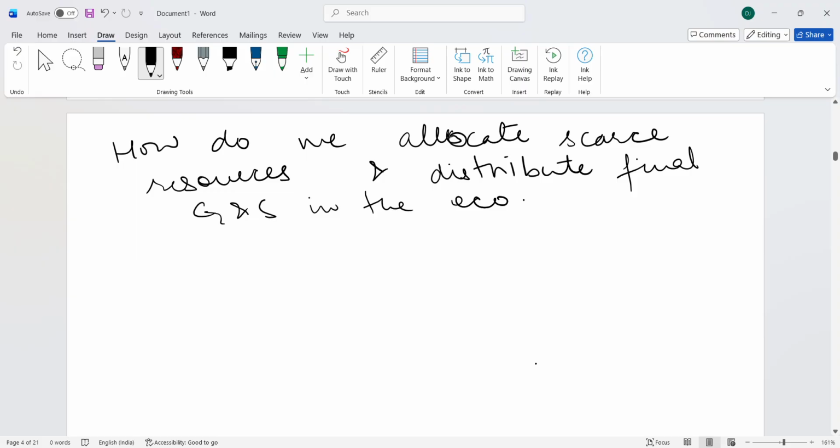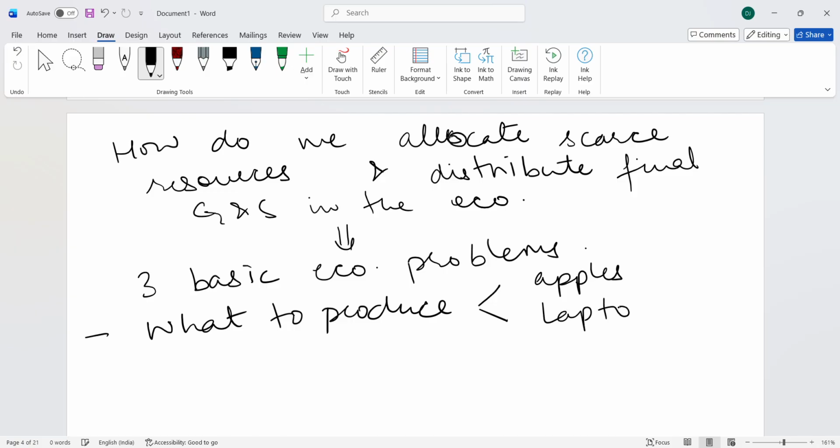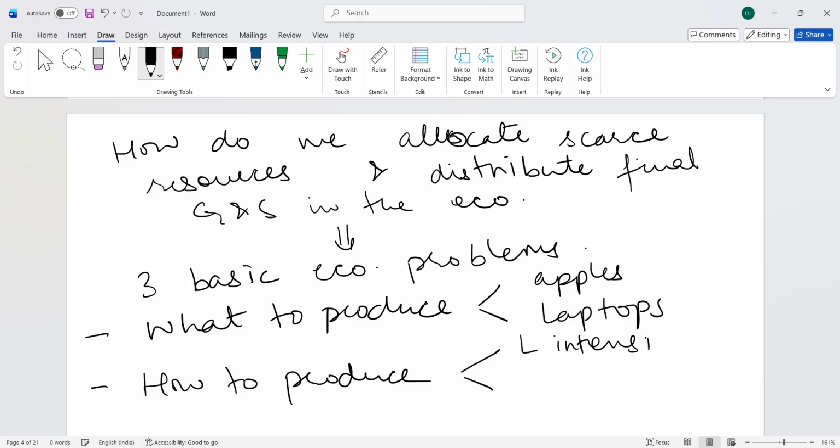This question brings us to the three basic economic problems for any economy. First one: what to produce. Whether we should produce more apples or more laptops. Then how to produce: whether we should use more labor-intensive technology or more capital-intensive technology.